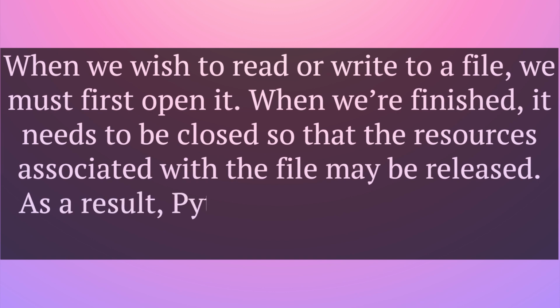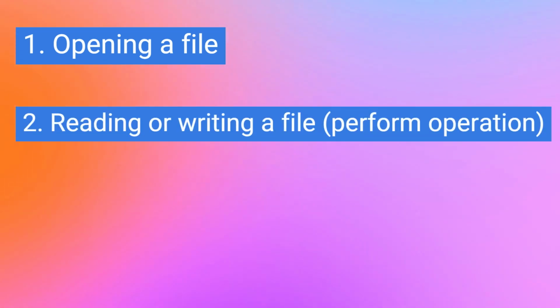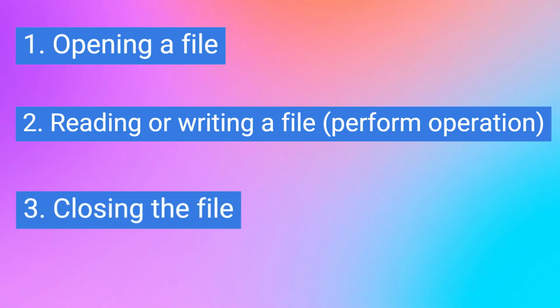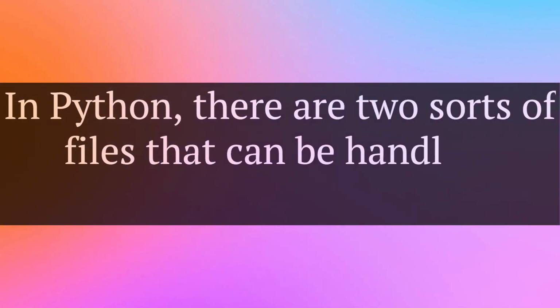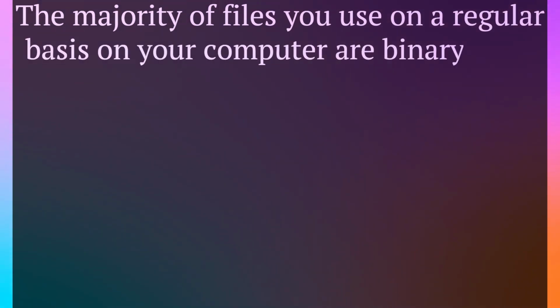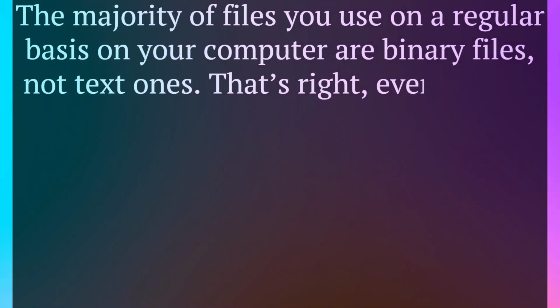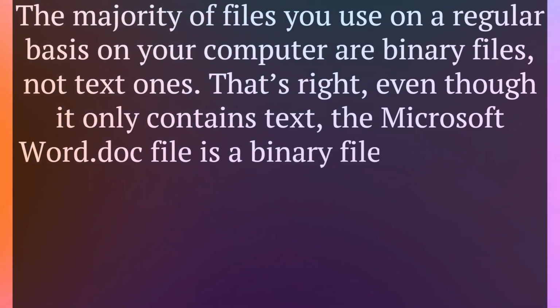As a result, Python file operations occur in the following order. 1. Opening a file. 2. Reading or writing a file, performing the operation. 3. Closing the file. In Python, there are two types of files that can be handled: text files and binary files. Binary files. The majority of files you use on a regular basis on your computer are binary files, not text ones. That's right, even though it only contains text, the Microsoft Word .doc file is a binary file.